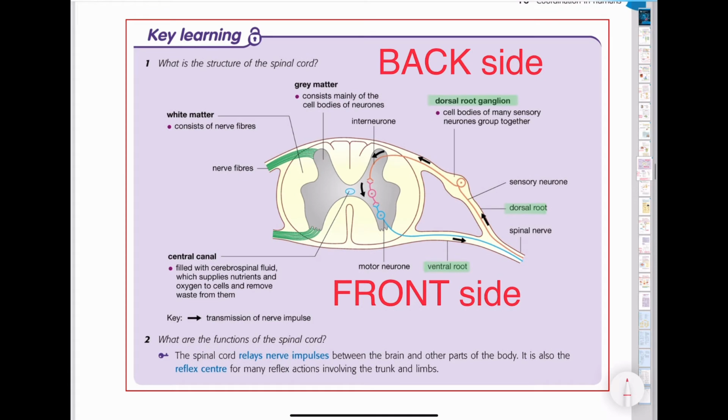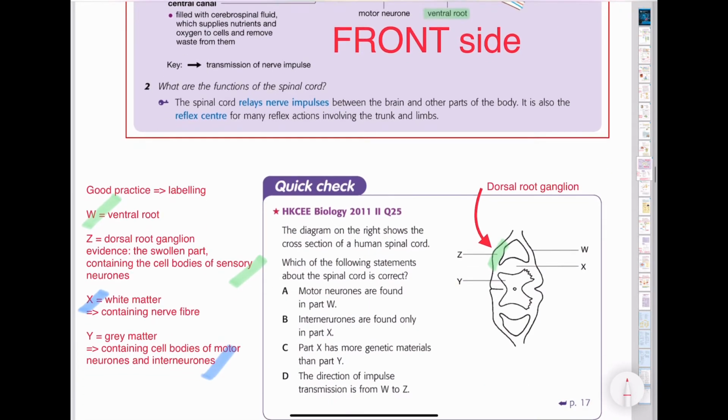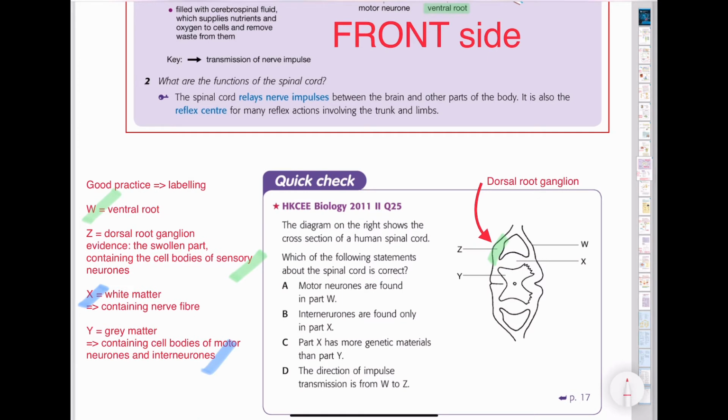So you can see from this simple diagram. For the dorsal root ganglion, it contains the cell body of many sensory neurons grouped together. So that's why it's a swollen part. And then for part X, it is a white matter containing the nerve fiber, because the nerve fiber is surrounded by the myelin sheath. Myelin sheath is a fatty tissue, so that's why the color is a bit pale, a bit white. And then for part Y, it is the gray matter, and it contains the cell body of motor neurons and interneurons. So after you can label all the structures, we can go to the questions.